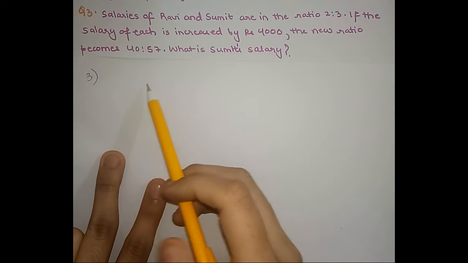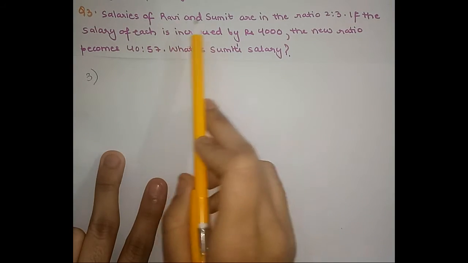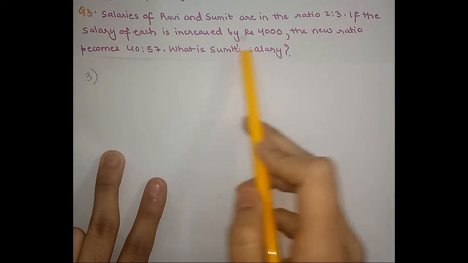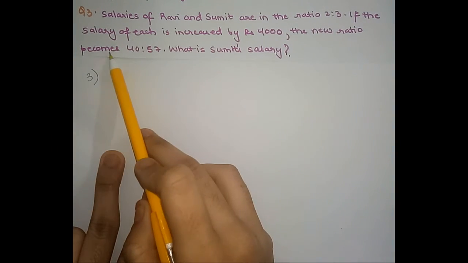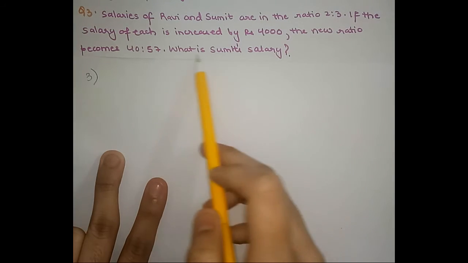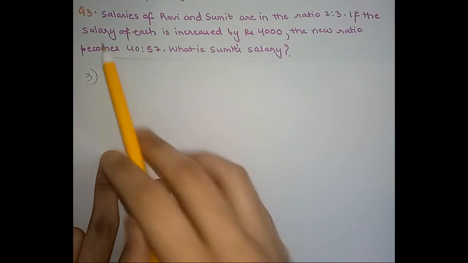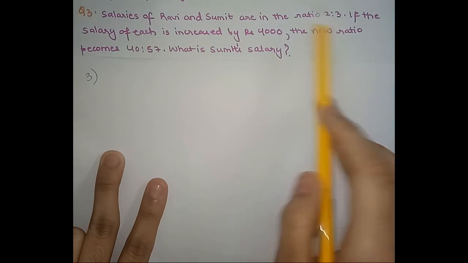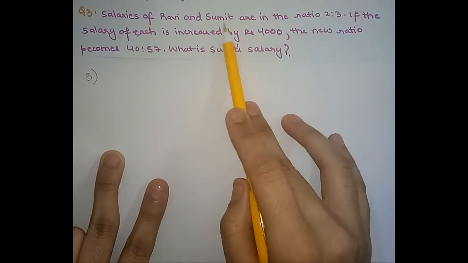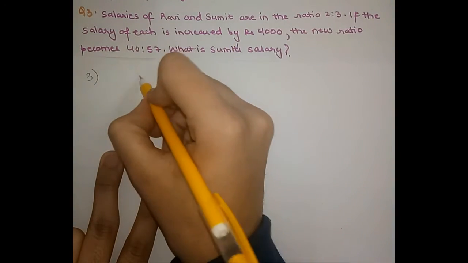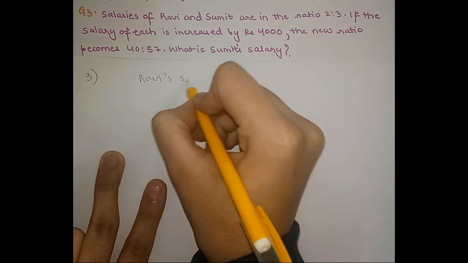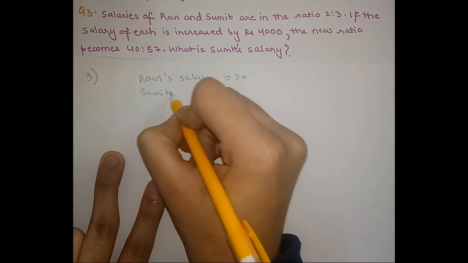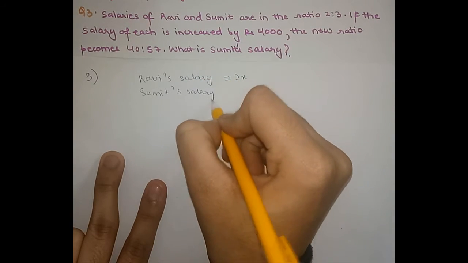Now the third question is: salaries of Ravi and Sumit are in the ratio 2:3. If the salary of each is increased by rupees 4,000, the new ratio becomes 40:57. What is Sumit's salary? Since you know the ratio of Ravi and Sumit's salary is 2:3, we can write that let Ravi's salary be 2x and let Sumit's salary be 3x.